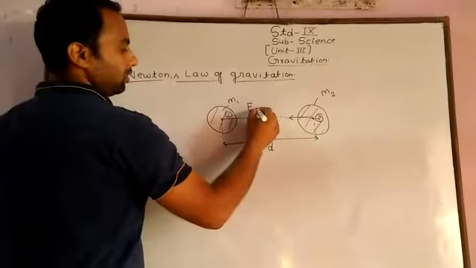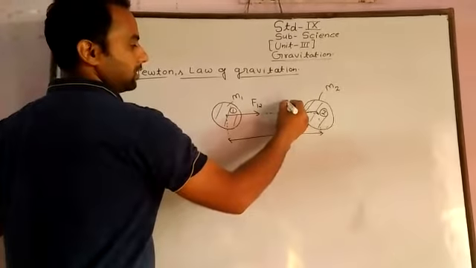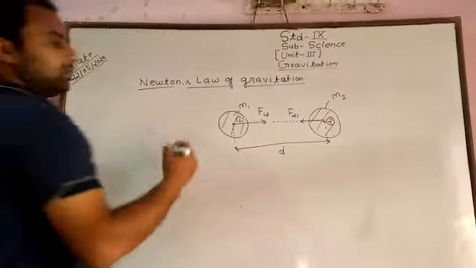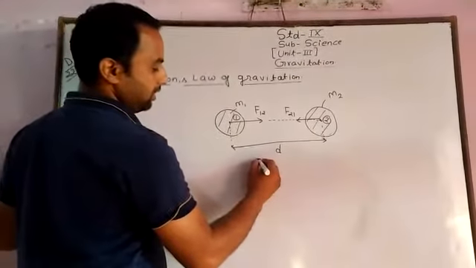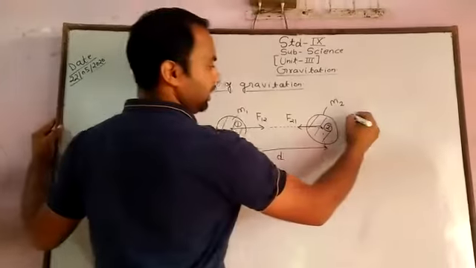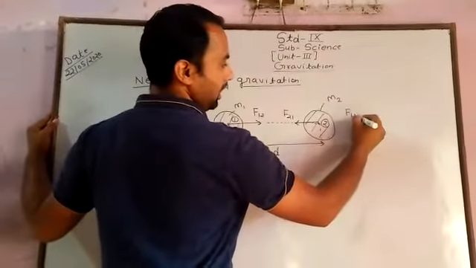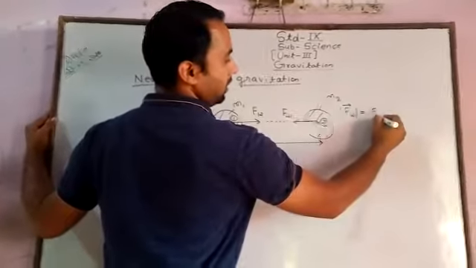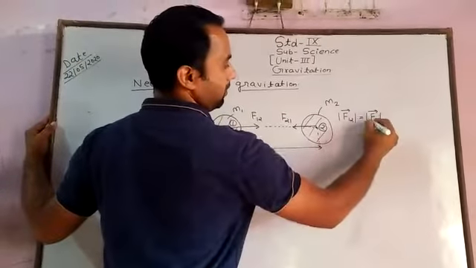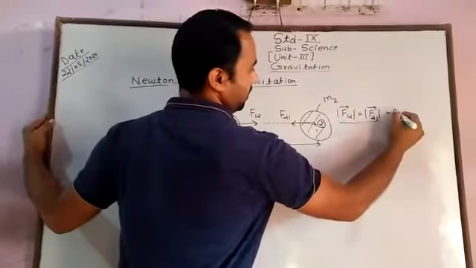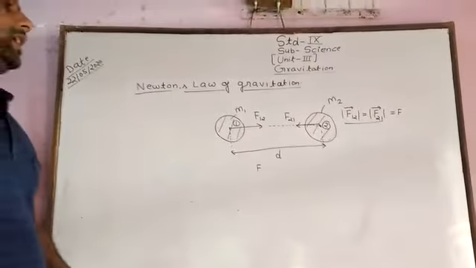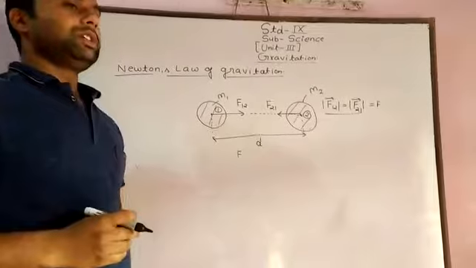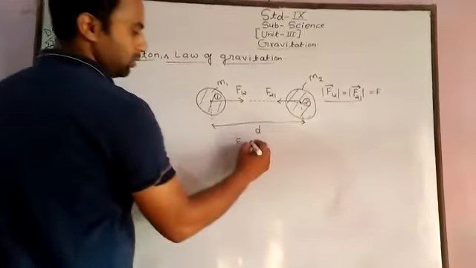This is the force on 1 due to 2 and this is the force on 2 due to 1. Newton says that F12 is equal to F21, and this is equal to F. It means the magnitude of both the forces will be equal but opposite in direction.